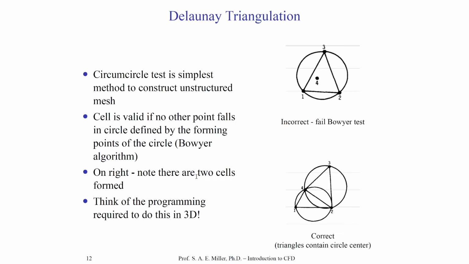If they fail, then of course the triangular mesh is altered and more triangles are created or modified. If the test is correct for the whole domain, then of course the computational domain creation approach stops and you have your final mesh. This is the most simple example of the failure of the Bowyer test and the correct test, meaning that the triangles are each containing their circular center. Think about programming this in 3 dimensions. That would be quite a challenge, using lots of logical statements and of course some geometry.